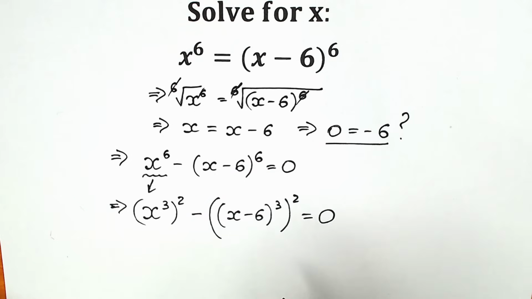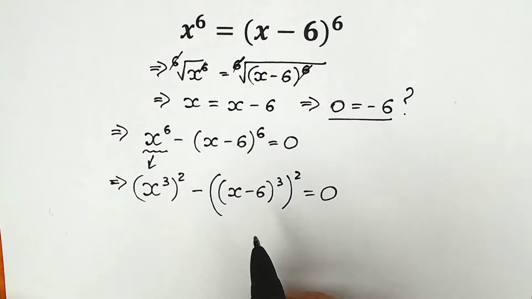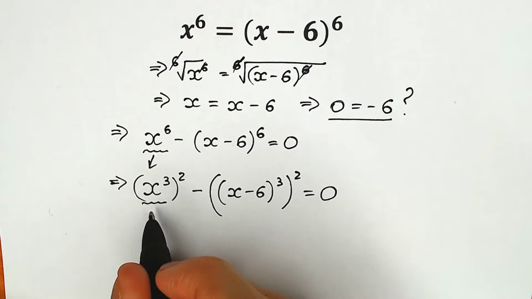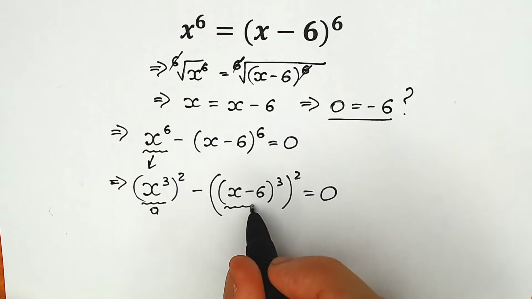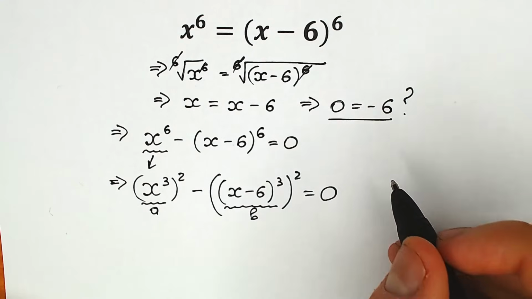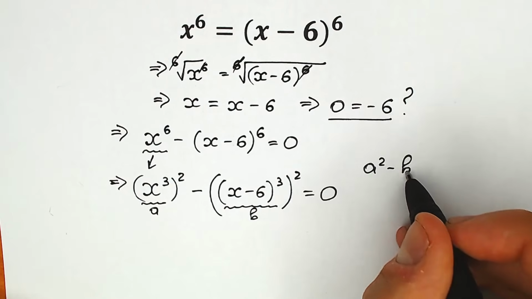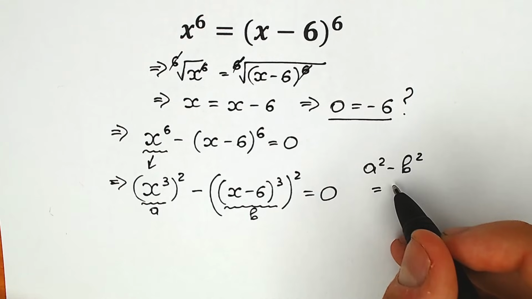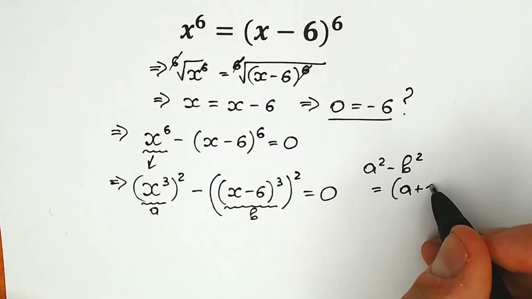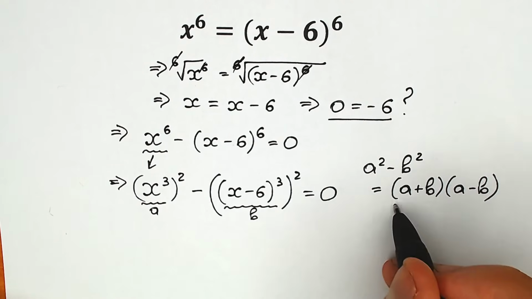So it changed nothing, but right now we can easily consider our expression in terms of difference of squares. For example, this is our a, and this expression is our b. So we have a squared minus b squared, and I hope students know this formula. This is our identity, equal to (a plus b) times (a minus b). I really hope you understand these identities.